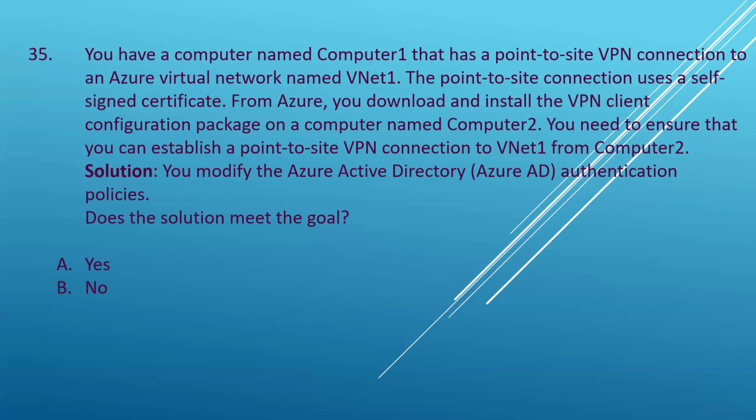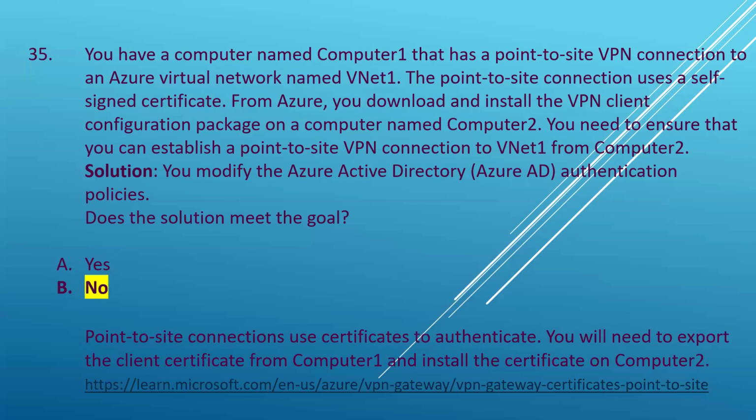Now, do you think this is the correct option? No, this is not the correct solution. Point-to-site connection uses certificates to authenticate, which you could have seen. They have already mentioned that the point-to-site connection uses a self-signed certificate. So what you'll have to do is export the client certificate from Computer 1 and install the certificate on Computer 2, which is the solution that is needed in this. So you can again refer to the link on your screen to understand the point-to-site connection in more detail.